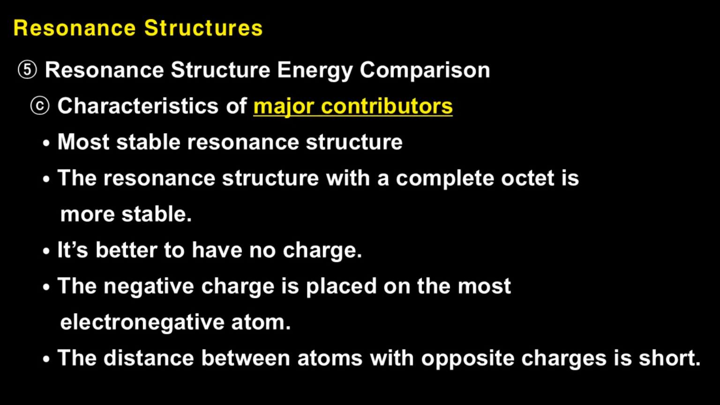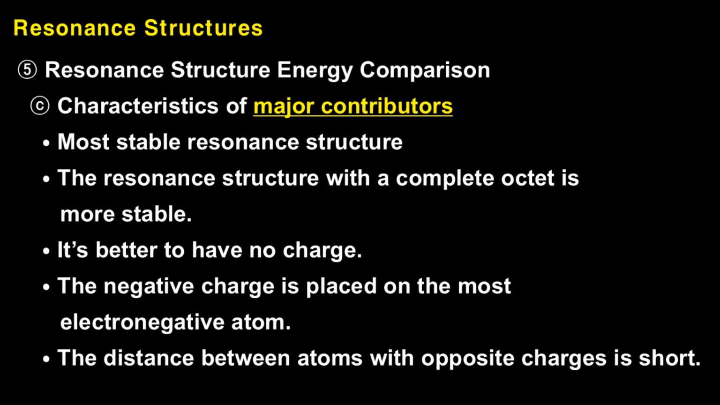The most stable resonance structure is the one that contributes the most to the resonance hybrid, and there are a few key features that help us figure out which one that is. First, a complete octet makes a structure more stable. So we prefer resonance forms where all atoms, especially second period elements, satisfy the octet rule. Second, fewer formal charges mean greater stability. If we can avoid unnecessary charges, that structure is going to be more important in the overall hybrid.